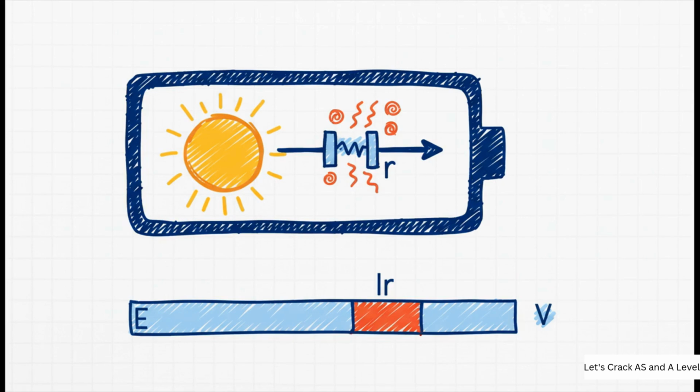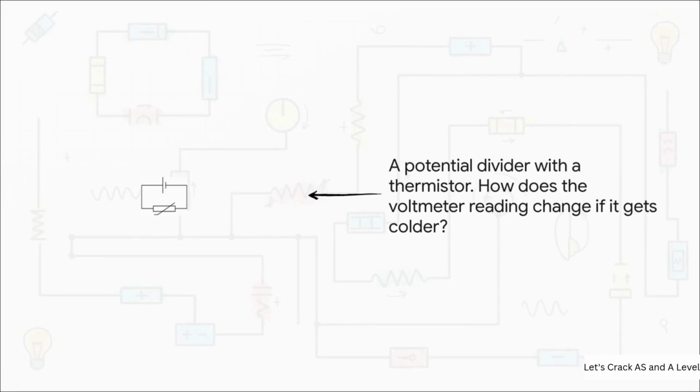The key thing to remember is this. The more current you draw from the battery, the more volts get lost, and the lower the voltage it can supply to your circuit. Now, check out this classic exam question, a potential divider circuit with a thermistor. And the question is always something like, what happens to the voltmeter reading if it gets colder? Now, you could try to reason it out in your head, but that's where you make mistakes when you're under pressure, so let's use a bulletproof method instead.